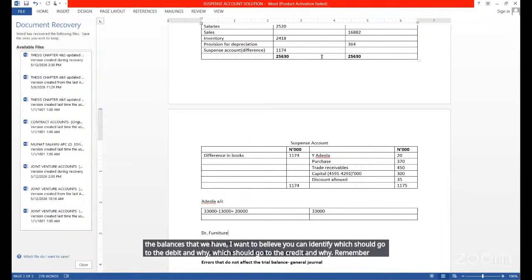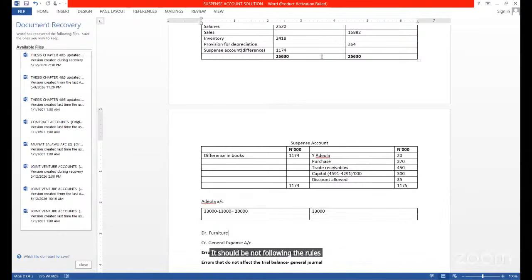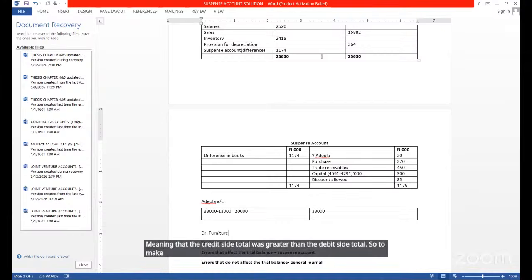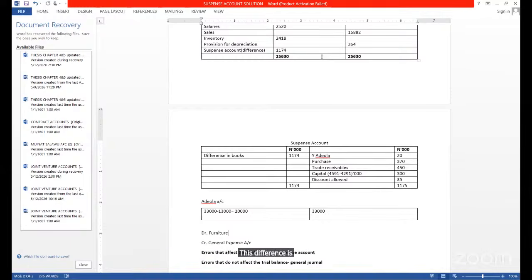Remember, they have told us Wale is inexperienced, so he has done it the way he feels it should be, not following the rules. Okay, so after you must have done that, I expect that you have a difference of 1174. This difference is located on the debit side, meaning that the credit side total was greater than the debit side total. So to make the two sides equal, the debit side had to carry the suspense account. Now you would see that in my suspense account, this difference is going to the debit side.